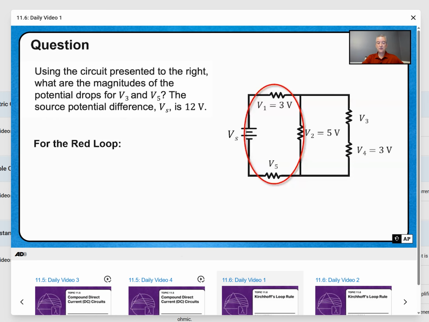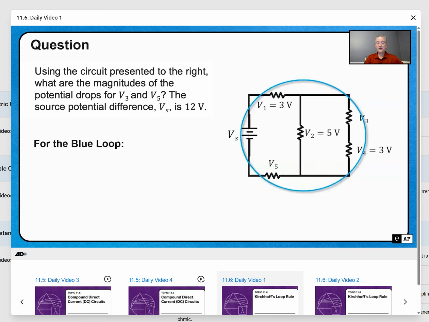According to the loop rule, the voltage gained by V sub S is going to be lost in V1, V2, and V5, which will ultimately equal 0 volts as a potential gain and potential loss. So if we substitute in the given information, 12 volts minus 3 volts minus 5 volts minus V sub 5 is equal to 0. And then with some simple addition and subtraction, we can find that V sub 5 is actually equal to 4 volts.